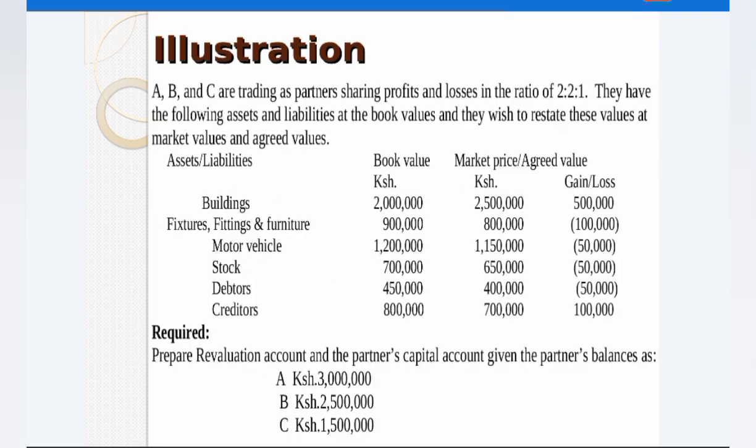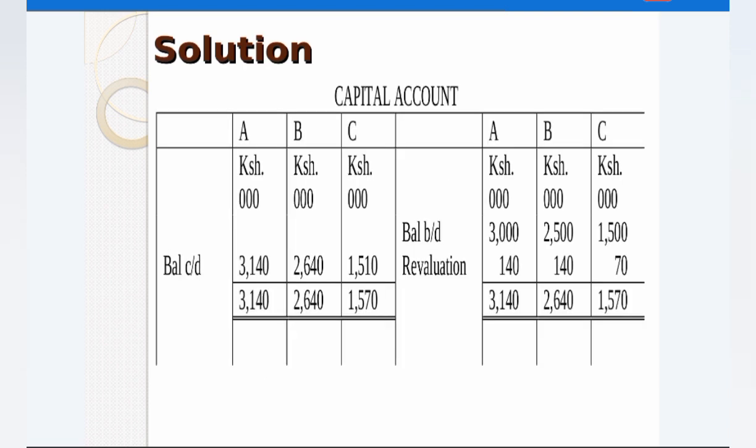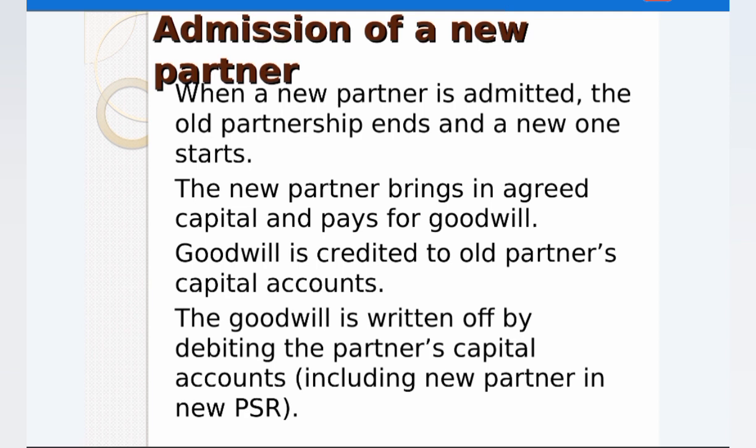And the new asset values will have been 2.5 million for buildings, 800,000 for furniture, 1.15 million for motor vehicles, 650,000 for stocks, 400,000 for debtors, and 700,000 for creditors. So it essentially means that when a new partner is admitted, the old partnership comes to an end and a new one is admitted. That is why we have the new values of assets and the new values of capital.